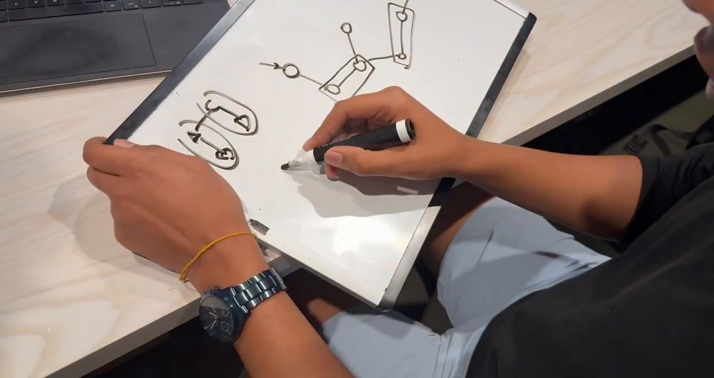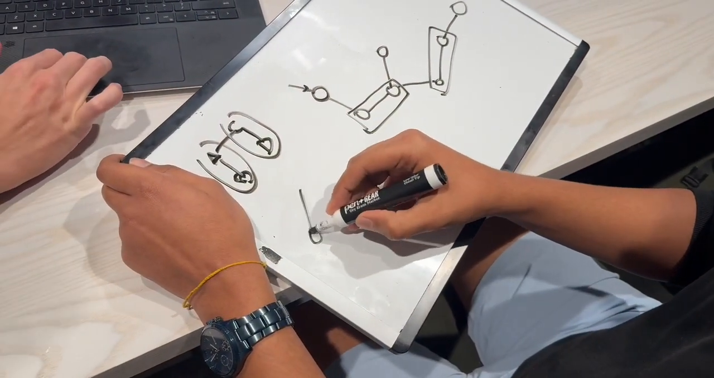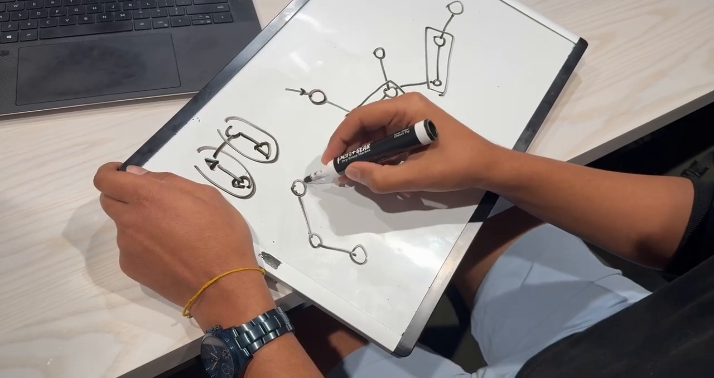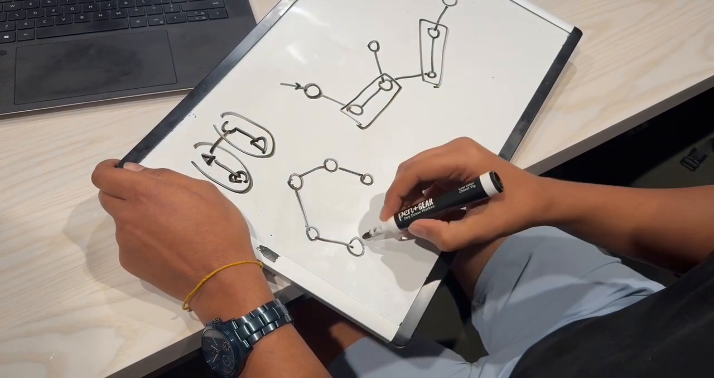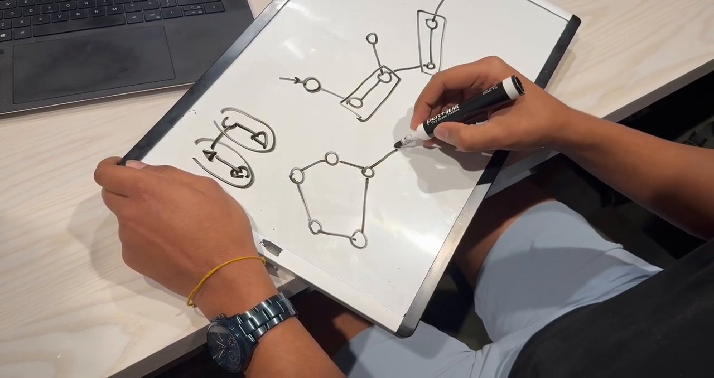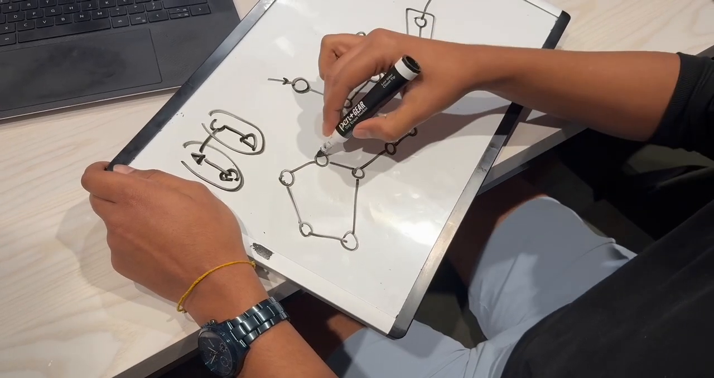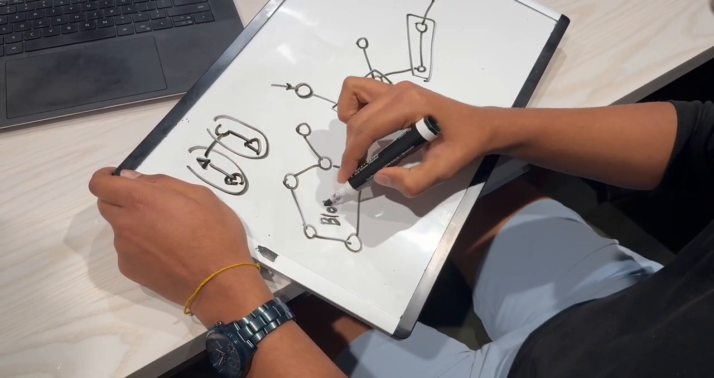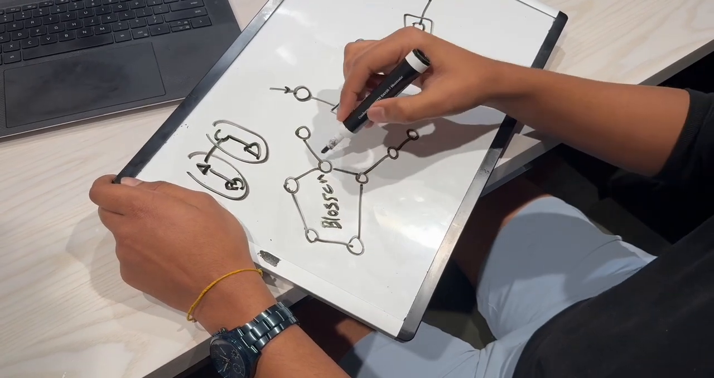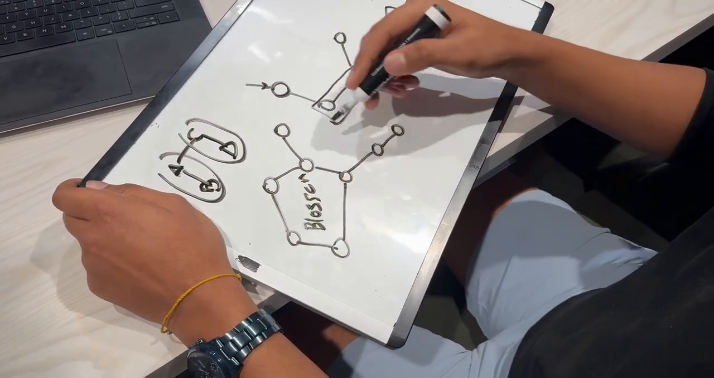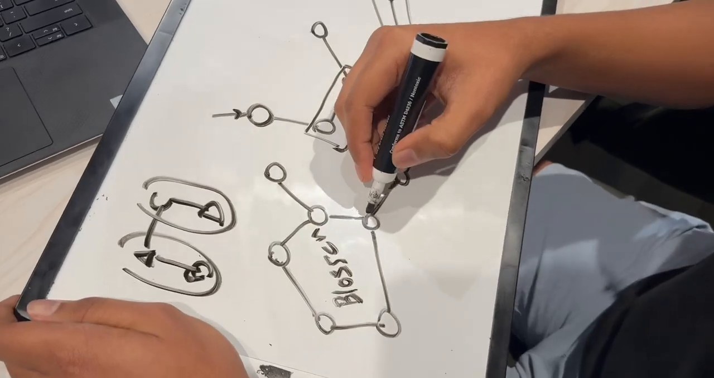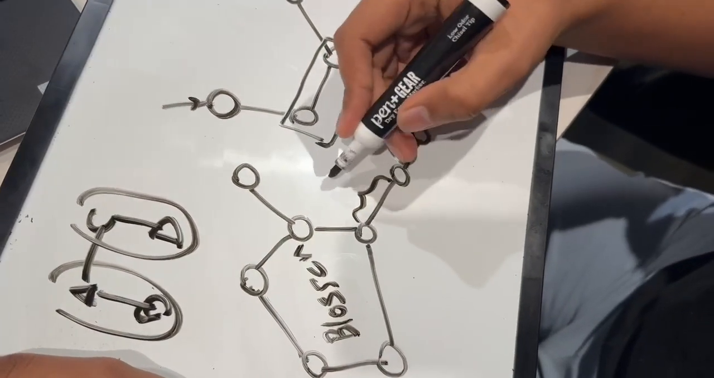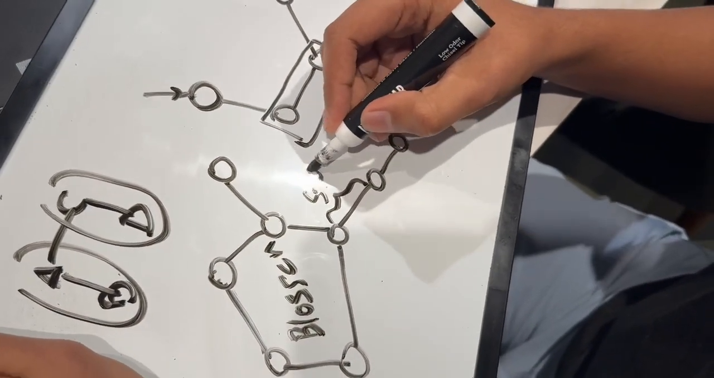Now let's look at what a blossom is. So let's say a graph has an odd length cycle. So let's say it's a 5-node cycle here, and it has some other nodes outside of it. So this cycle is called a blossom. And the edges that are on the outside of the cycle are called the stem.